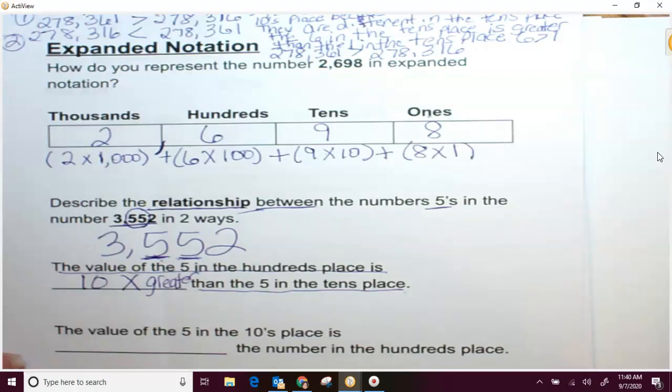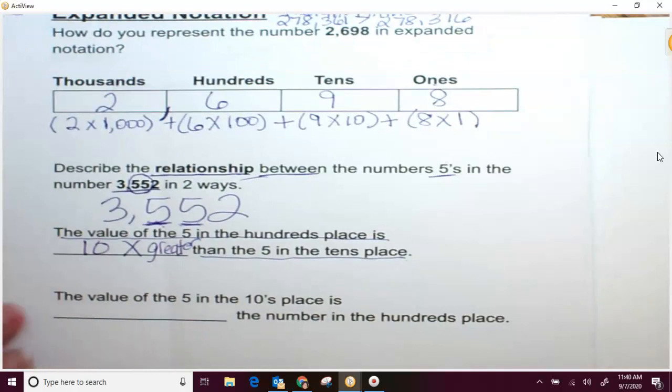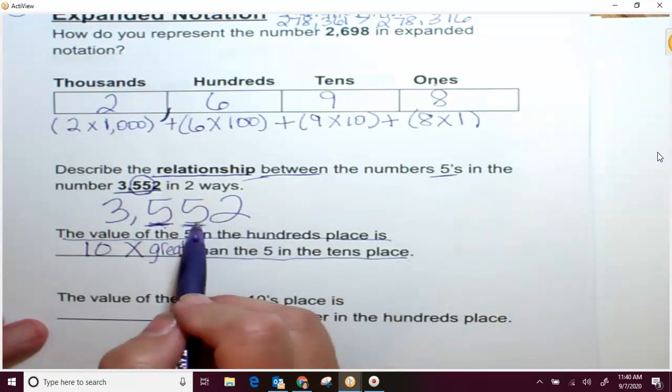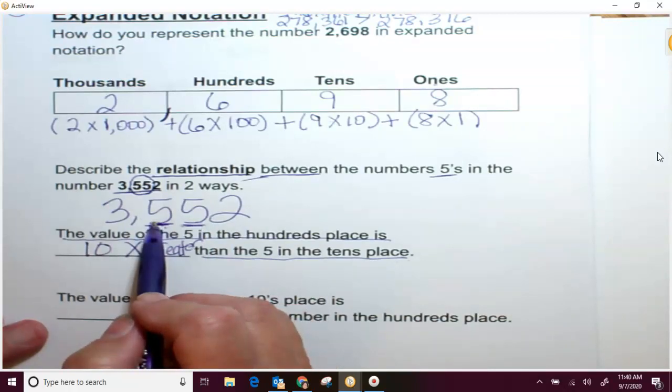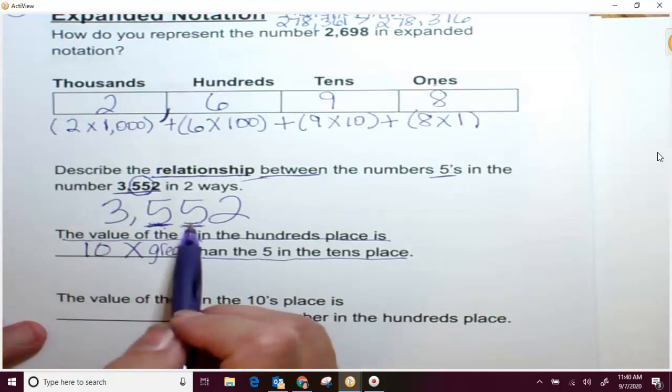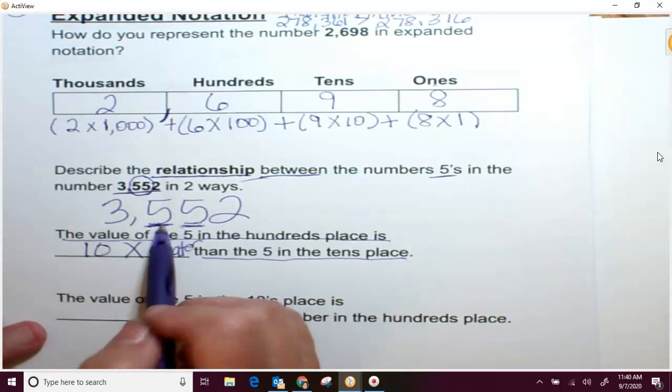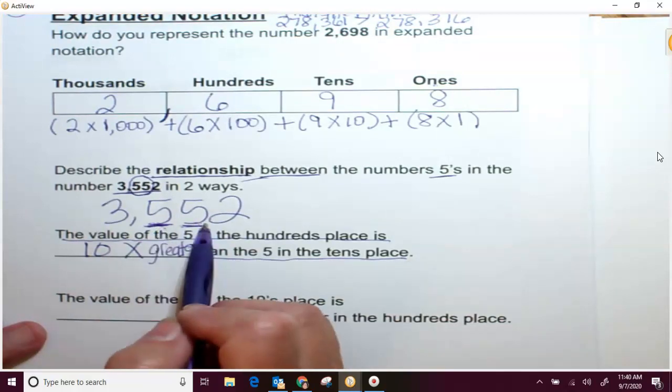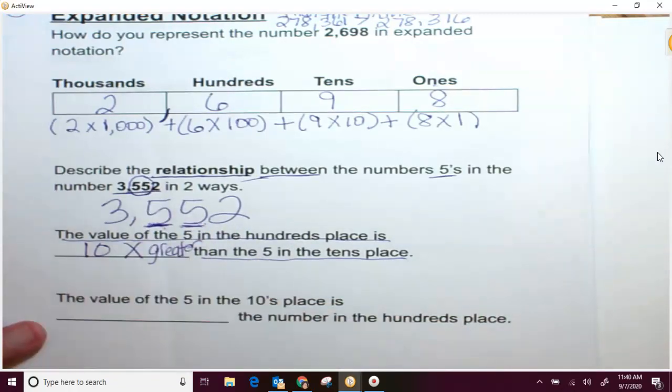All right. Now, to write it the other way, I want to go from the tens to the hundreds. So if I have 500, how do I get to 50? 500 to 50. Now that means I'm going backwards, and I am actually going to divide to go backwards. Multiplication and division are opposite each other.